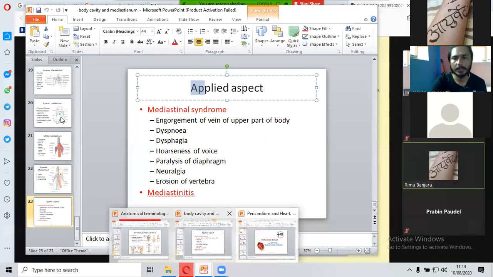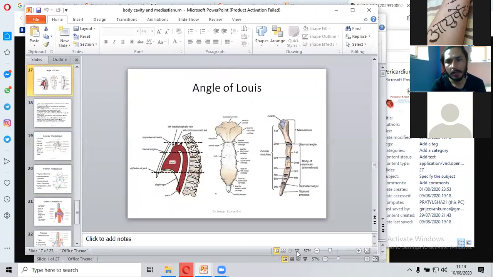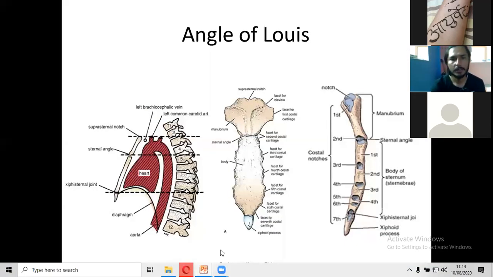I'll show you in this picture, okay? At the level of transverse thoracic plane, we have read that there is the termination of the ascending aorta, isn't it? Yes, sir. And next thing?